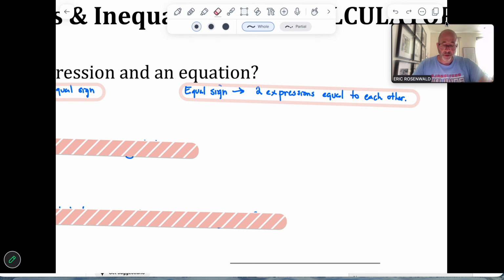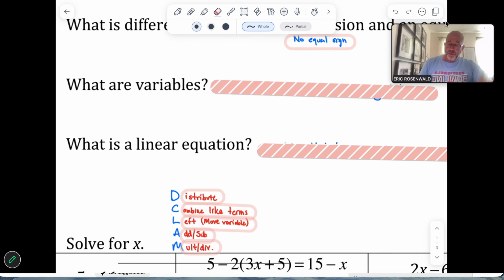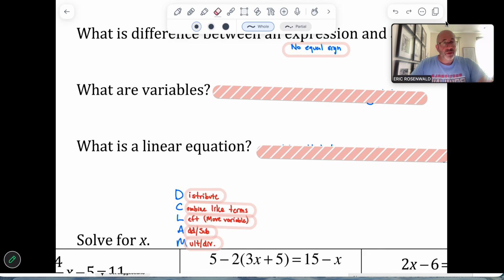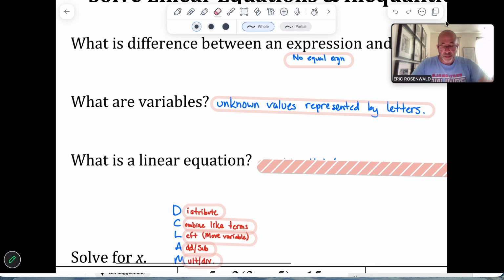Okay, and what we're doing is we're finding where these expressions equal each other, or where they run into each other. The next one we're going to talk about is, what are variables? Well, variables are when we take an unknown value and represent it by a letter, usually X, A, B, C, D, N, M. There's a multitude of them. Okay. One is a linear equation.